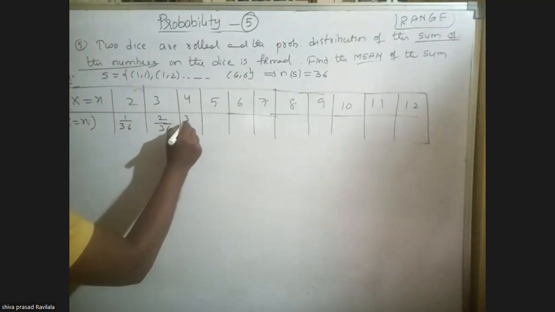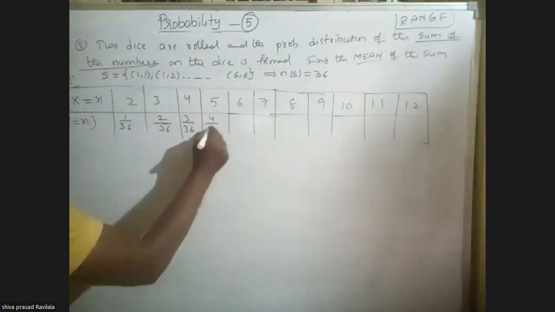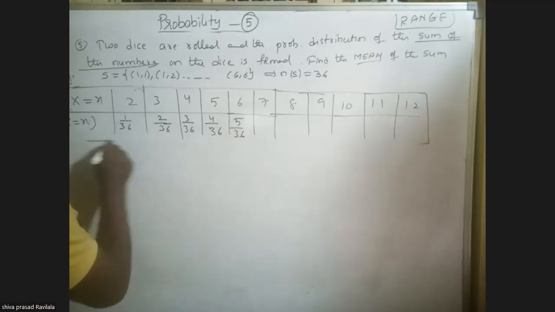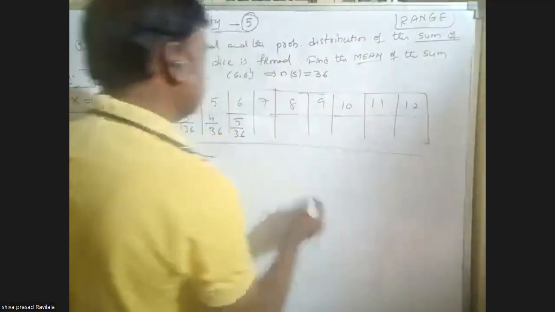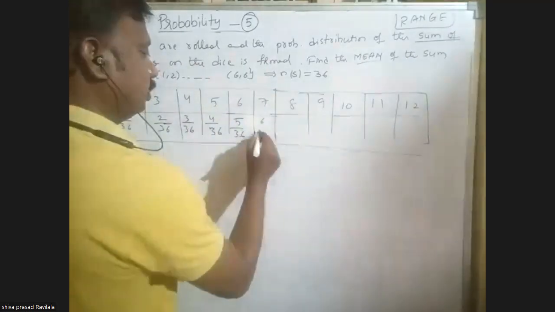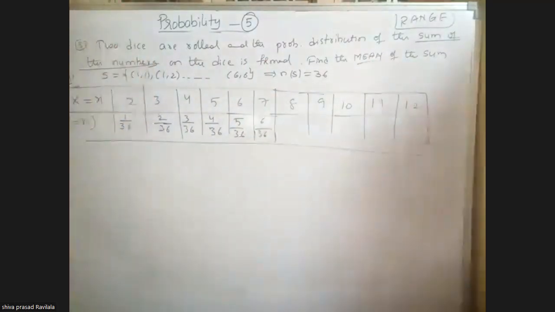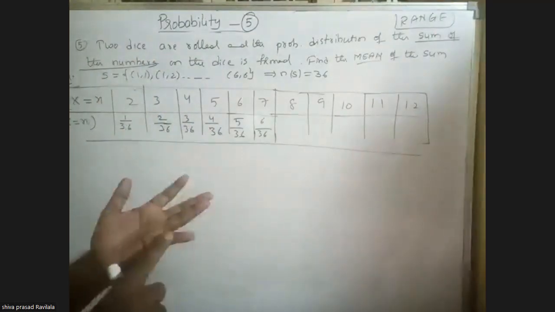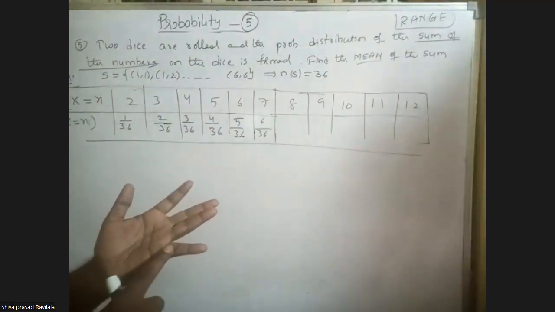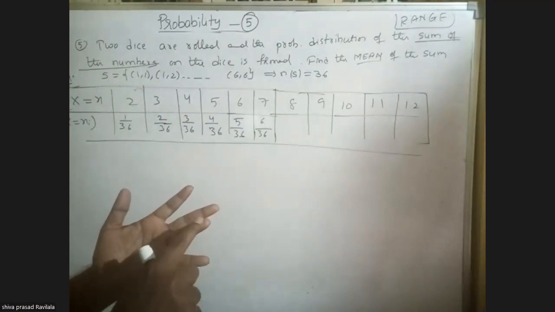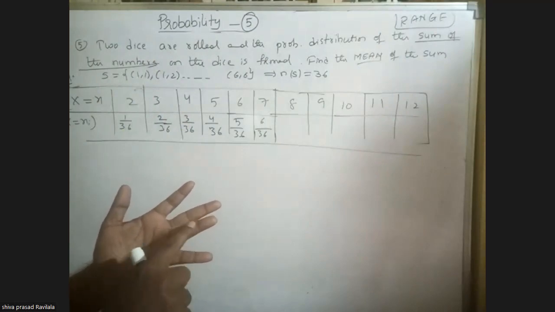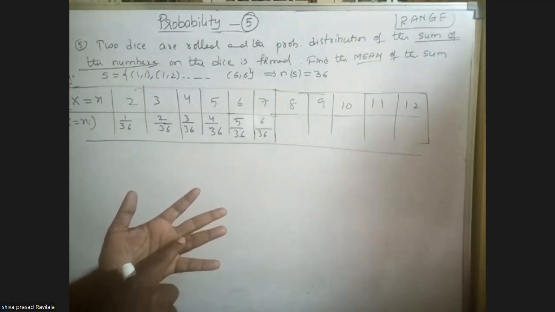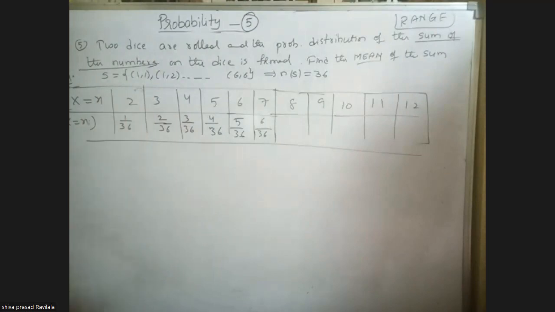And next one, 3 by 36. Next one, 4 by 36. Next one, 5 by 36. Then 6 by 36 is there for 7. How many options for 7, Andy? 1, 6 first option. 2, 5 second option. 3, 4 third option. 4, 3 fourth option. 5, 2. Next one, 6, 1. That's it. Total 6. It is 6 by 36.